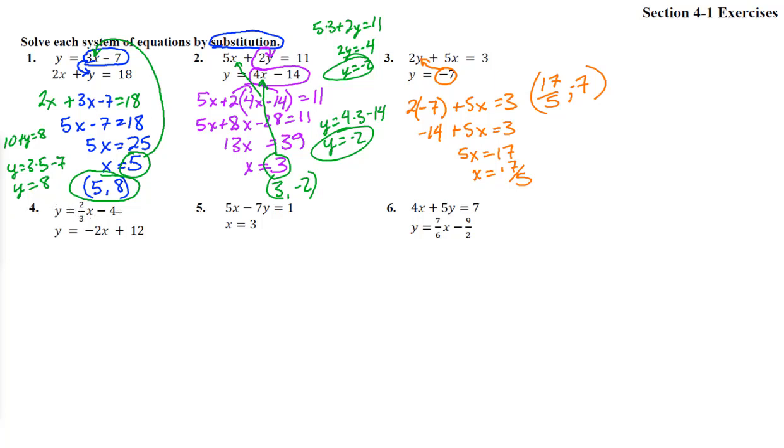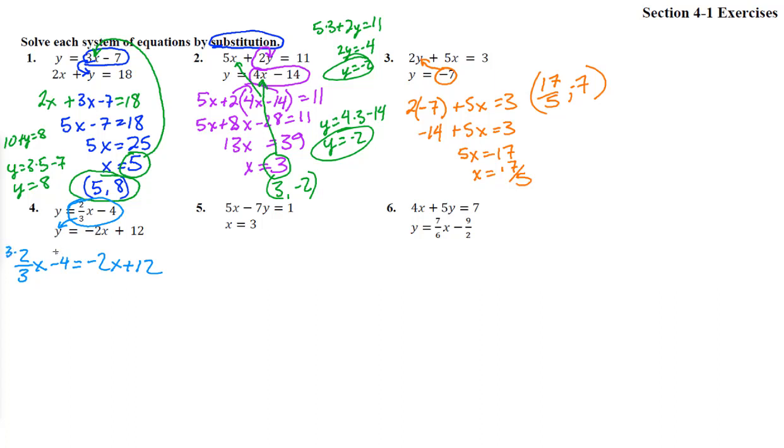y equals 2/3 x minus 4, and y equals negative 2x plus 12. Both of these equations are solved for y, so we can take this one right here and stuff it right there. 2/3 x minus 4 equals negative 2x plus 12. Since y equals this and y is that thing right there, we can substitute for y.